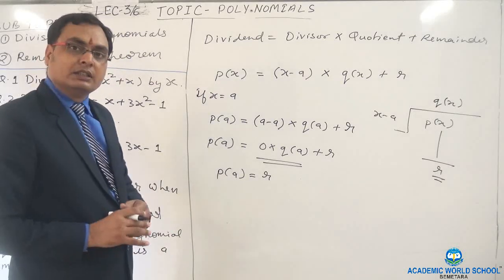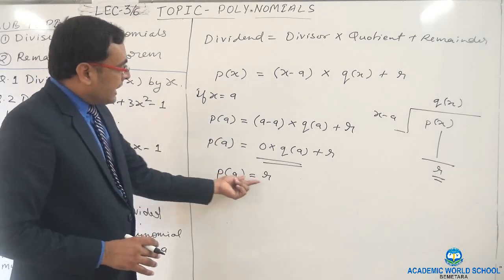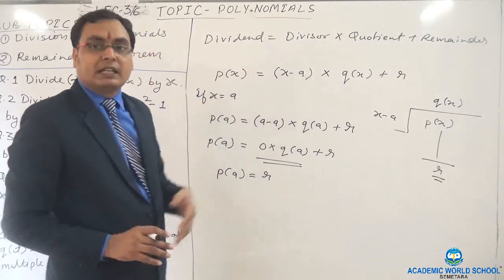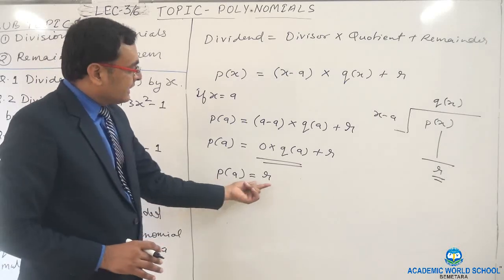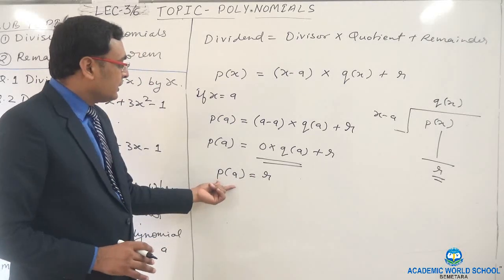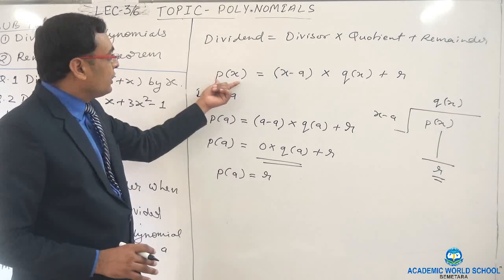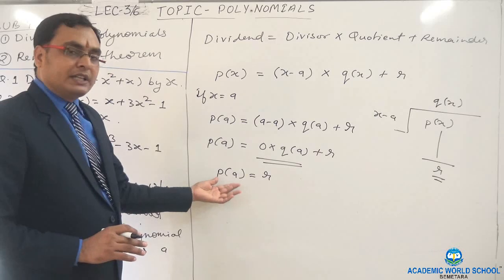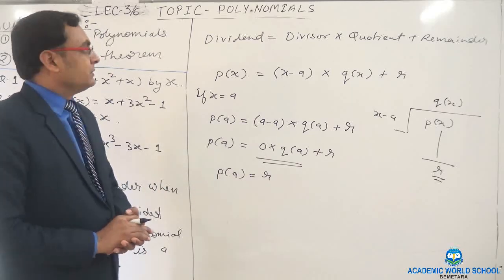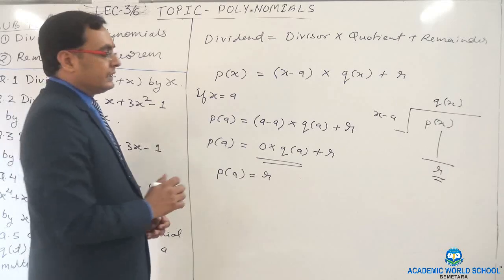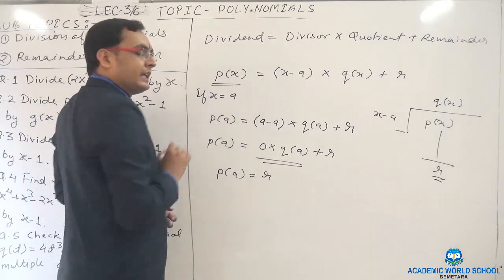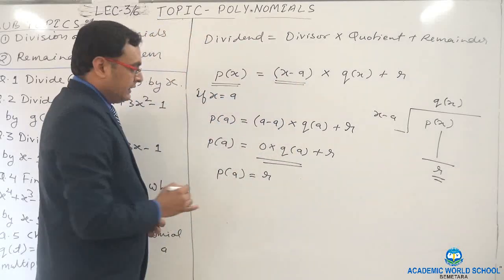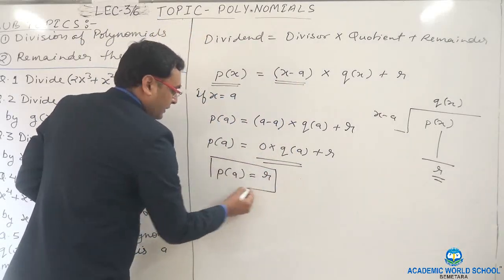Now what does this mean? This r is actually the remainder when we divide this polynomial px by the linear polynomial x minus a, and here we are getting this remainder r is equal to pa, that is the value of this polynomial px at x is equal to a. So this is the basis of our remainder theorem. The remainder theorem states that when we divide a polynomial px by a linear polynomial x minus a, then the remainder is equal to pa.